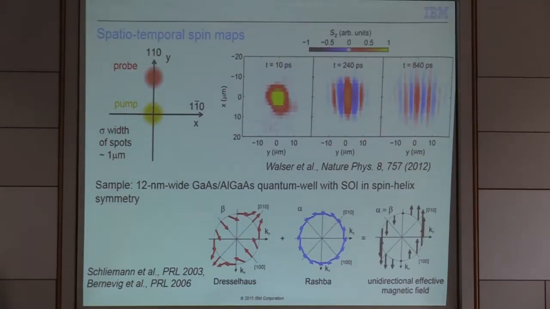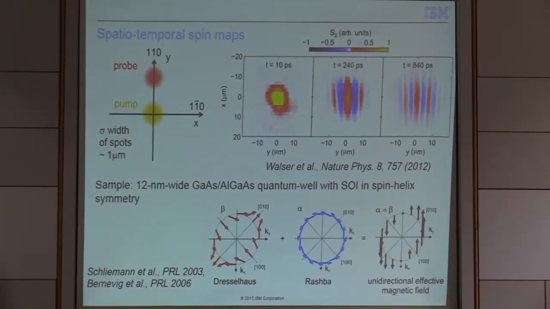You see this is a measurement of a spin helix situation where we have equal Dresselhaus and Rashba spin-orbit interaction. Again, this leads to a linear spin-orbit field and therefore to a stripe pattern that you see as a spin up, spin down stripe in the spatial maps of the spins.